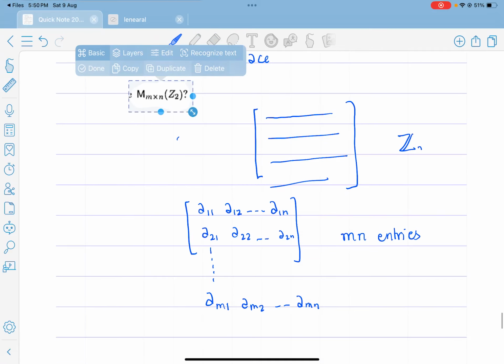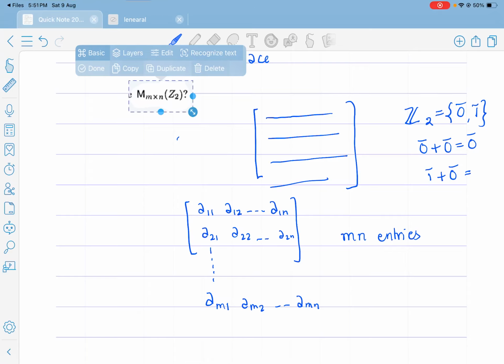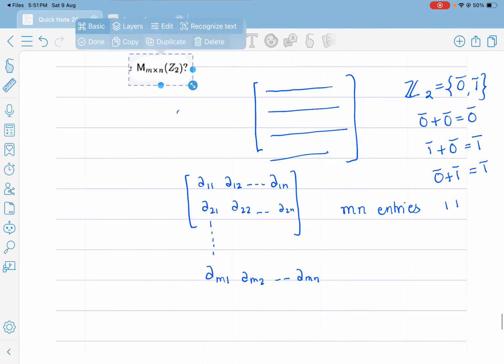And Z2 is this one, right? I have already defined this one in one of the lectures, I think where I defined field. Z2 is this field, {0, 1}. And how are we adding here? 0 plus 0 is equal to 0. 1 plus 0 is equal to 1. And 0 plus 1 is equal to 1. And 1 plus 1 is equal to 0.